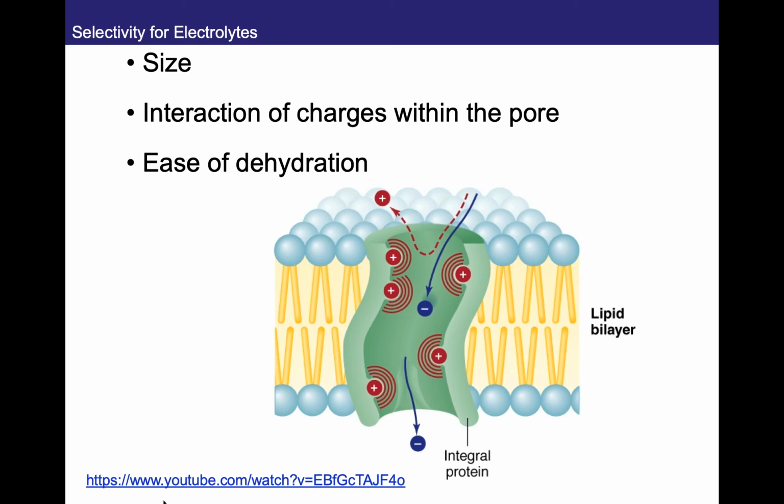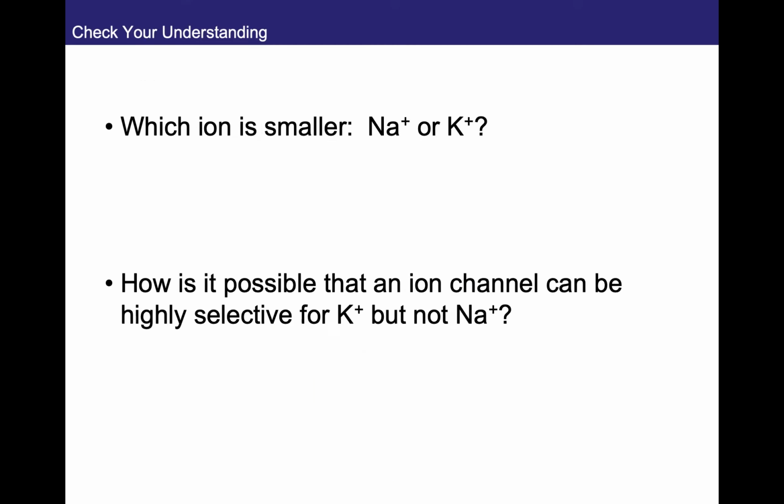Which ion is smaller? Do you know? Think back to chemistry. What is it? Sodium. All right, sodium is a smaller ion. That's correct. Sodium actually has a radius of 0.95. Potassium has a radius of 1.33 angstroms. So sodium is a smaller ion.